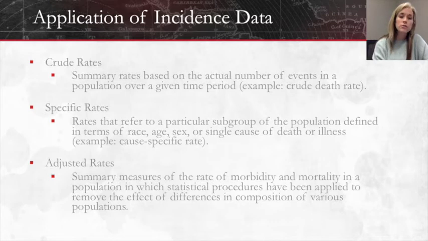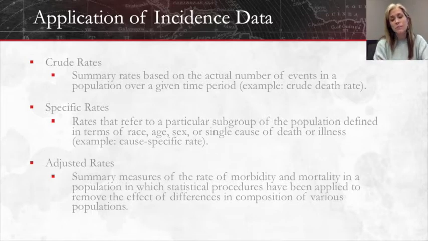So crude rates are just simply summary rates based on the actual number of events in a population over a given time period. For example, crude death rate. So all that means is how many people die in the total population. It's just a very crude rate. So if we were to talk about crude birth rate, how many people were born over a total population.